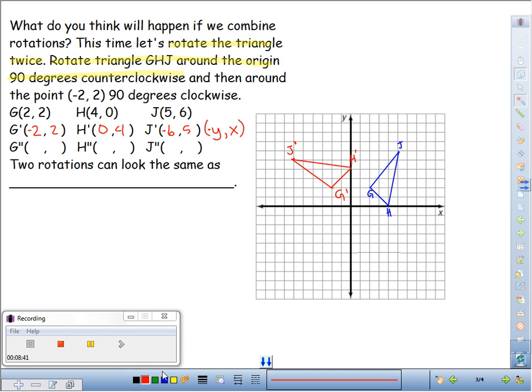Okay, so the next thing we're going to do is rotate it again, but this time we are going to rotate around that point of negative 2, 2. So what that means is that that point is not going to change. Okay, so I'm going to show you where H is going to become. It's going to move down here to that origin, so that's H double prime. And J is going to be here. So let's connect those points.